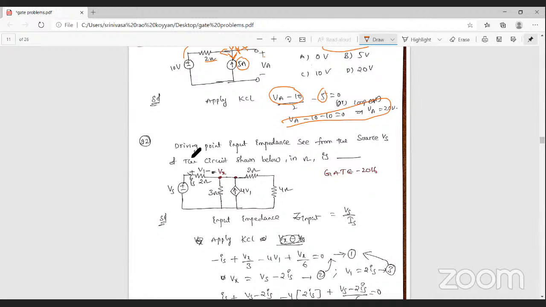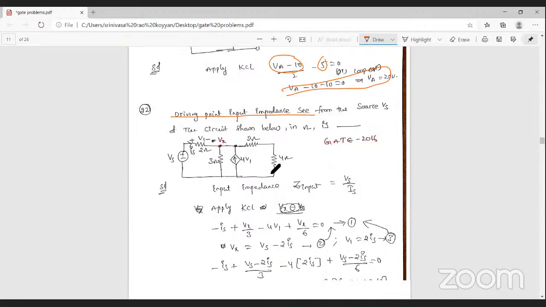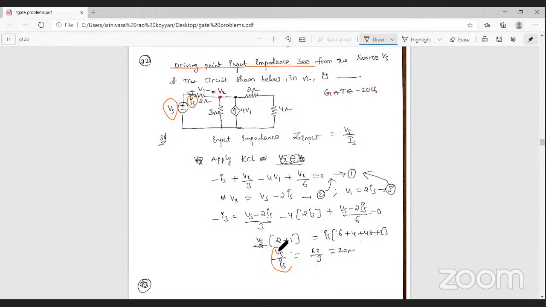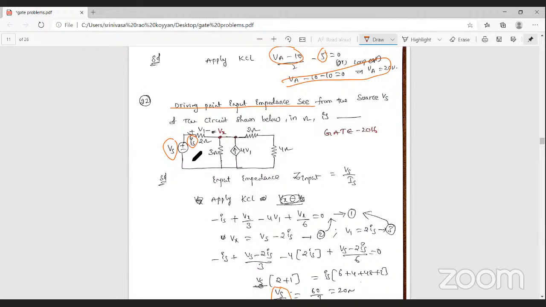Find the driving input impedance of this network. In this network we have to find the input impedance. Input impedance means input voltage by input current. The input voltage is VS and the input current is IS, also given here. Finally we have to find VS by IS from this network.